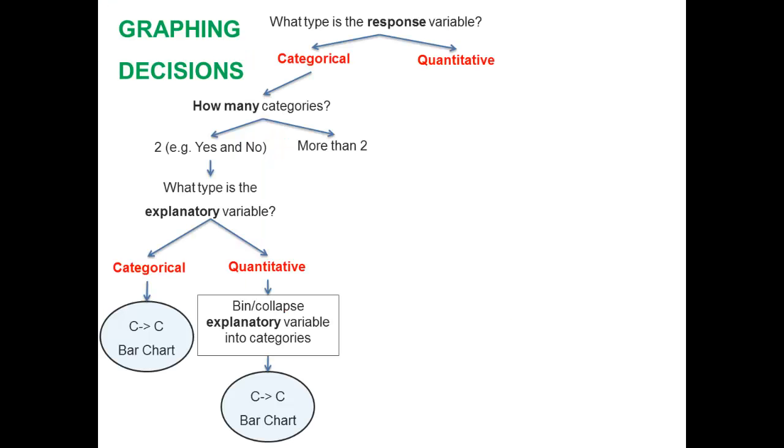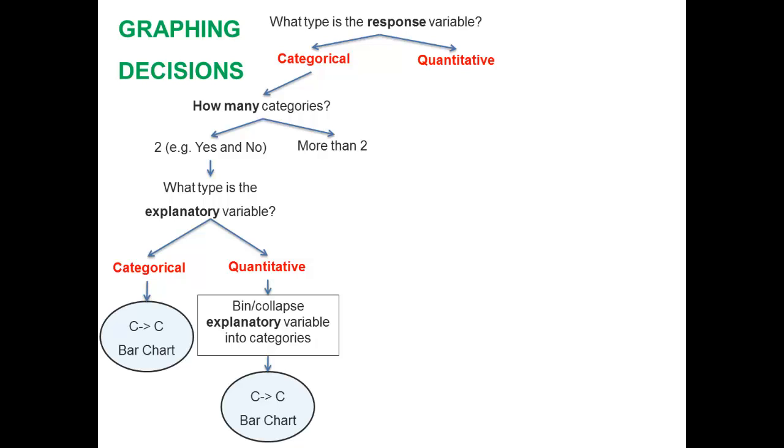In my graphing decisions flowchart, the first question is what type is the response variable? Is it categorical or quantitative? For my research question, the response or dependent variable is nicotine dependence, which is categorical. Now I have to ask myself how many categories are in the response variable.